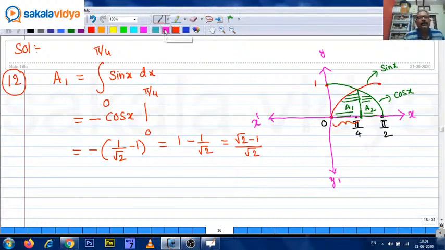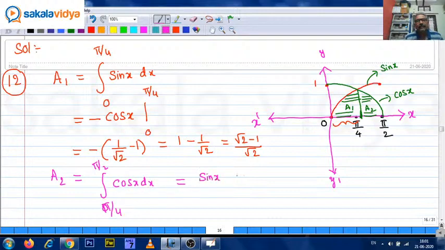Let us move to the area of A2. I will take another color, pink. Integral pi by 4 to pi by 2 of green cos x minus sin x, with limits between pi by 4 to pi by 2. Sin pi by 2 is 1 minus 1 by root 2. This is root 2 minus 1 by root 2.